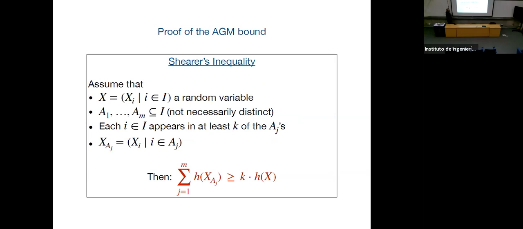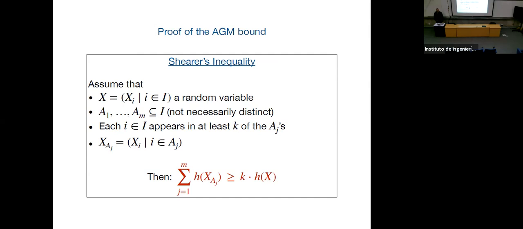What does Shearer's inequality say? It says the following. If we have a random variable that is the joint distribution of all these variables x sub i, and we have n subsets of I, not necessarily distinct, and we know that each i from the index set I appears in at least k of these sets, and we denote in this way the marginal probability defined by the x sub i's with i in A sub j, then if you sum the entropies of the marginal probabilities over all the A sub j's, this will be at least k times the entropy of the original variable.